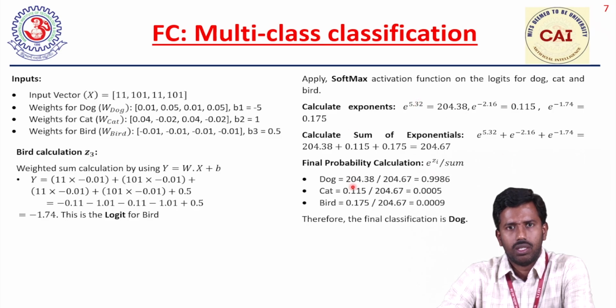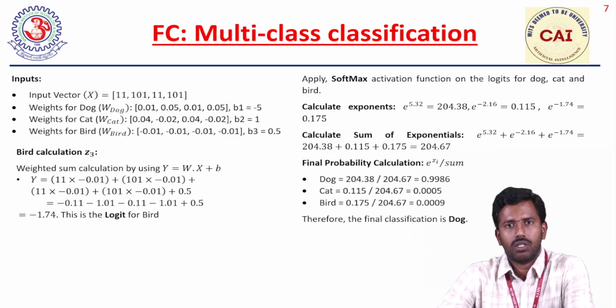You can follow here for the 3 categories, so that you get the highest probability for dog, which is 0.9986, and very little probability for cat and bird. It means the given input image is identified by the model as a dog.